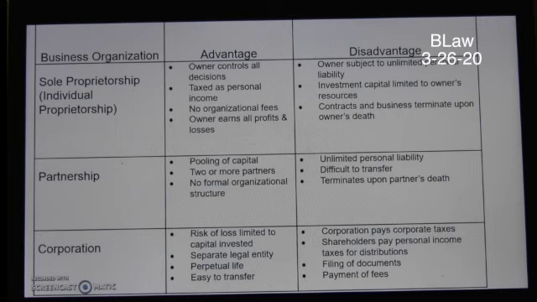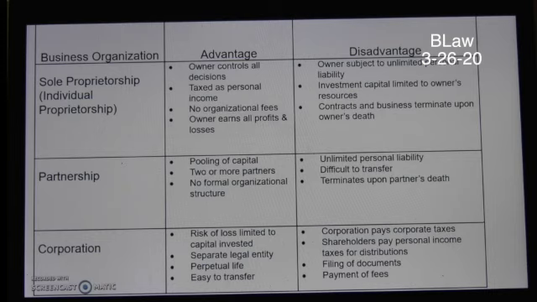But what's the major drawback? You're subject to unlimited personal liability, which means that they can come after all your personal assets and you could lose everything you own. The other thing is you're limited in what your resources are. So if you only have $5,000 to put towards that business, that's the only capital you're going to have. And the last thing that's really a disadvantage is once you die, the business is going to terminate upon your death.